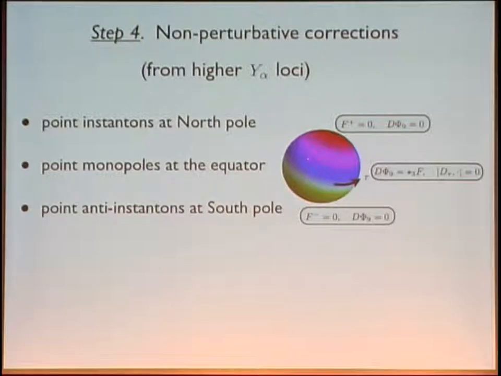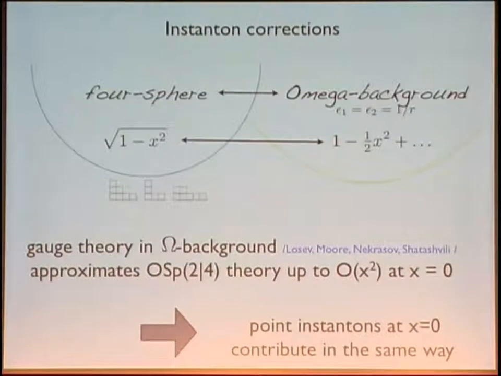When we have the theory with a defect, with the 't Hooft operator inserted on the equator, there are also additional contributions from point monopoles which get condensed to the equator. I'll tell more precisely about those later. But for point instantons which sit at the North Pole and the South Pole, the situation is very simple now.